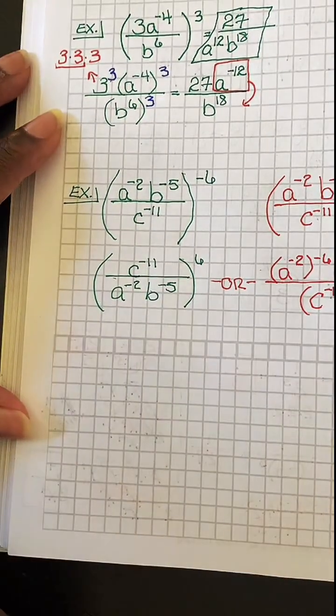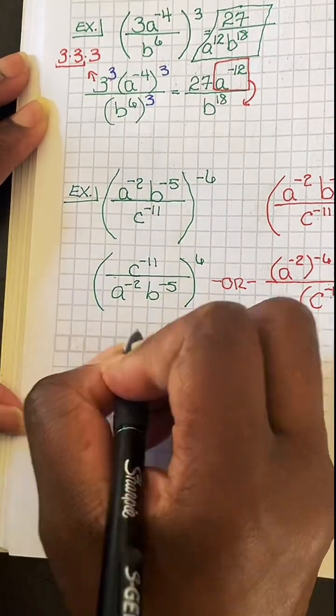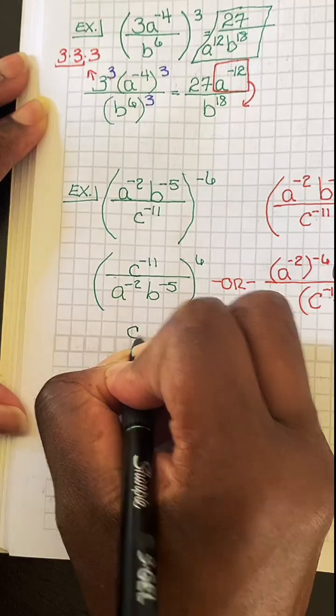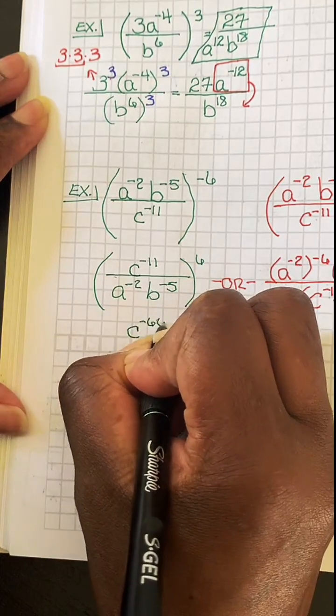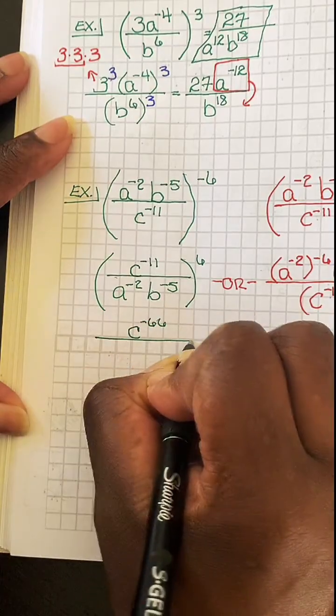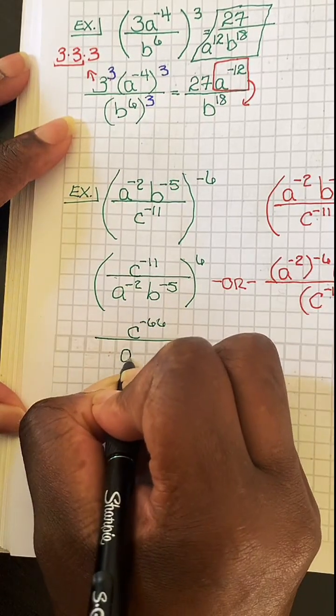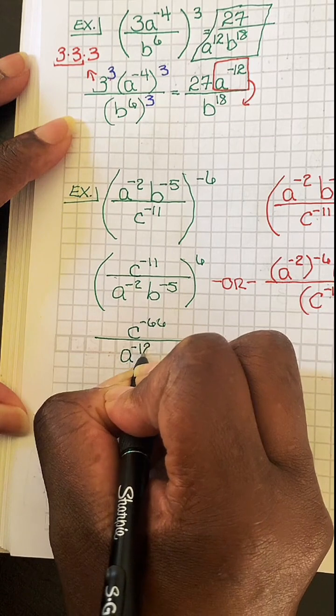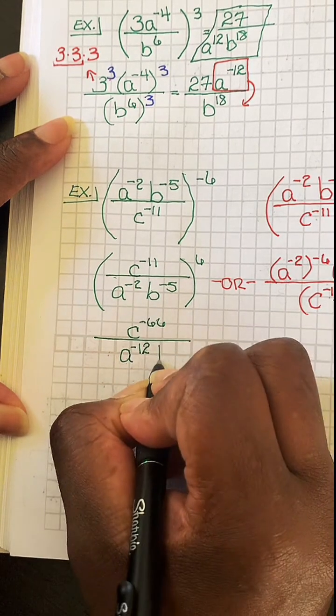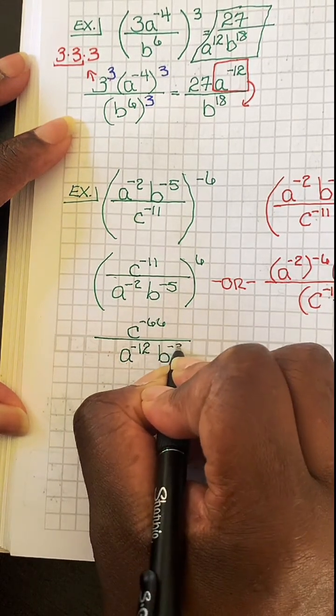Now we're going to raise everything to the positive 6. So that means you're going to have C to the negative 66. You're going to have A to the negative 12. And you're going to have B to the negative 30th.